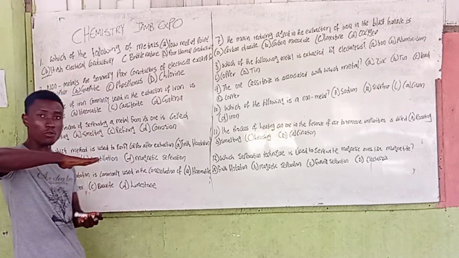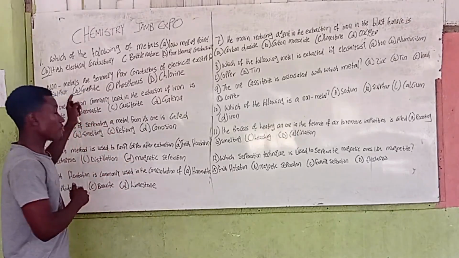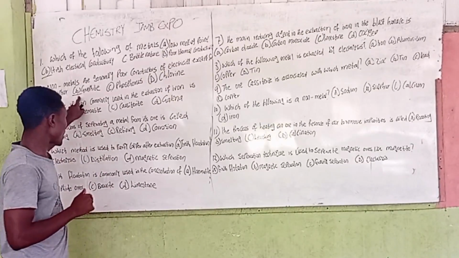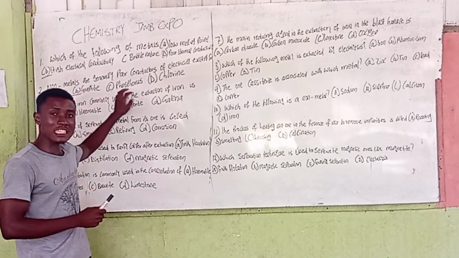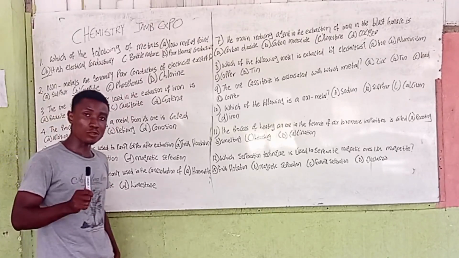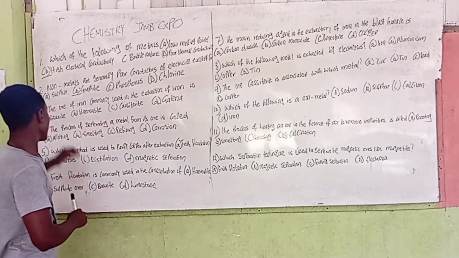So the moment it allows the flow of electrons, it means it can conduct electricity. And graphite, one of the properties of graphite is that it can conduct electricity. So graphite is an exception among non-metals that cannot conduct what? Electricity.